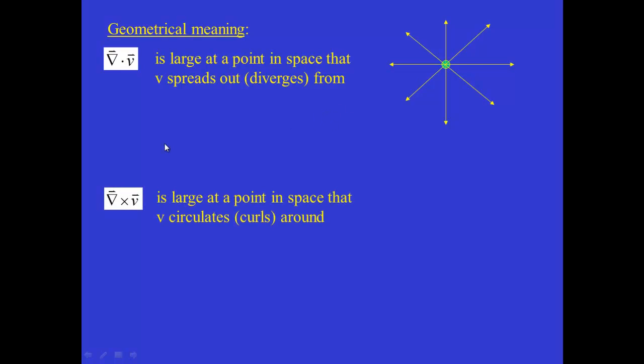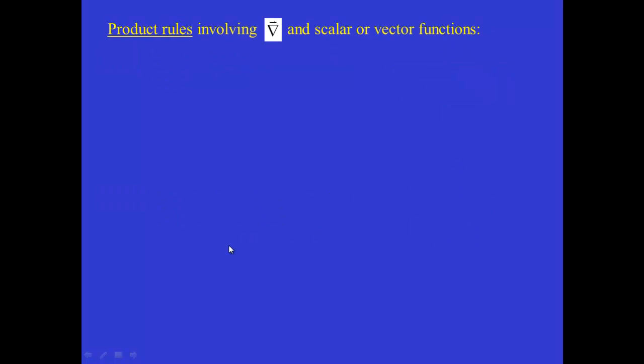By contrast, del cross V is large at a point in space that the vector function V circulates around or curls around. And so if V makes loops around a point in space, indicated here in the sketch, at that point we would say that V has a large curl.